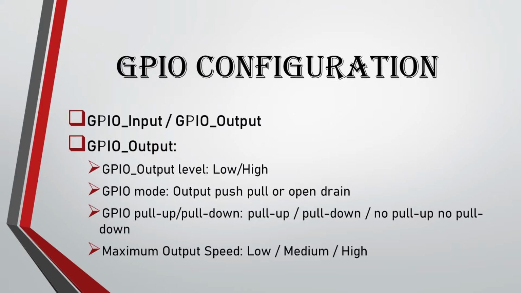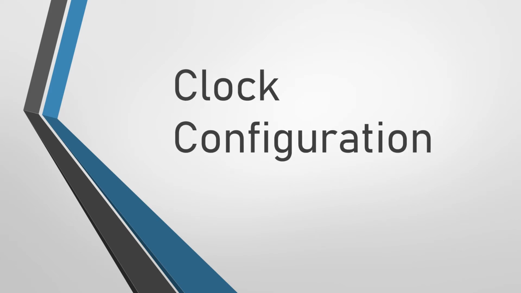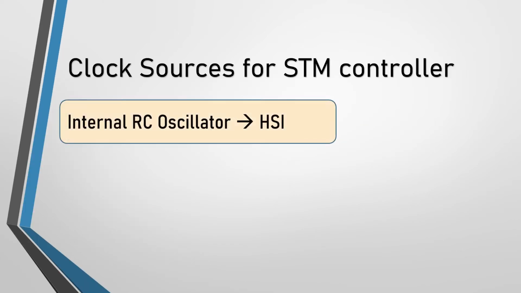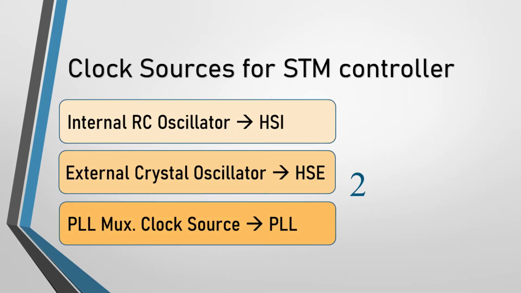So let's begin. In the previous video we talked about the GPIO configuration. In this video we will talk about the system clock configuration. There are three different clock sources which can be used to drive the system clock. First one is the internal RC oscillator, second one is the external crystal oscillator, and third one is the main PLL clock.